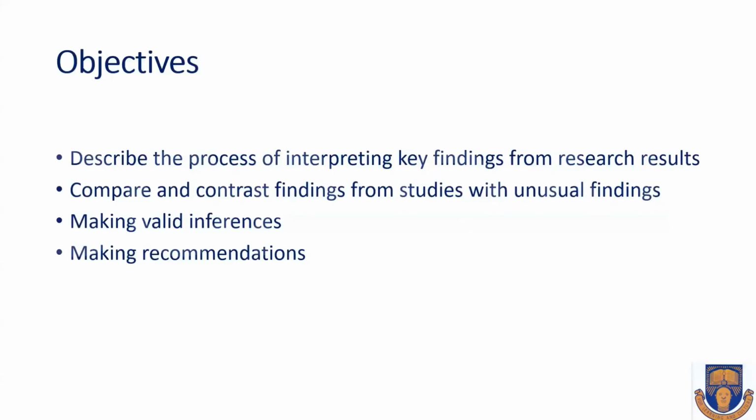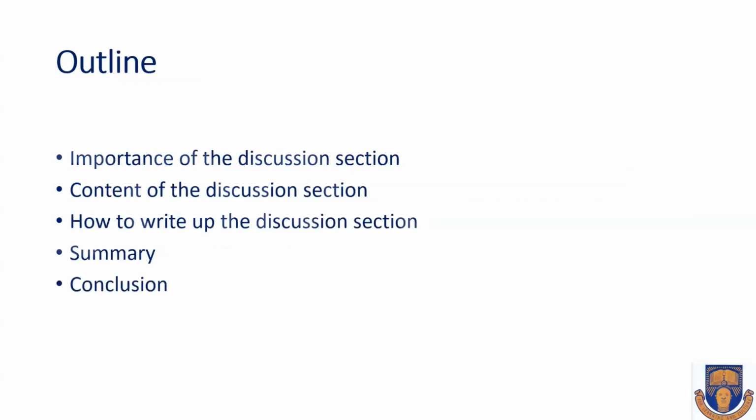The objective of the session is to describe the process of interpreting key findings from your research work. So you've done your research, remember that you write your results. How do you now write up the results in a way that is engaging in the discussion section? We'll talk about comparing contrasted findings from studies with unusual findings and how to make valid inferences. And also, hopefully you'll learn how to make recommendations. That's the 4 objectives for the session.